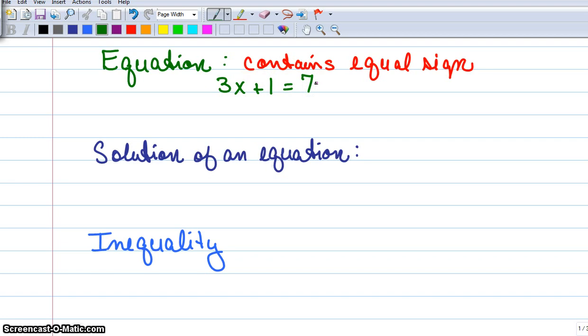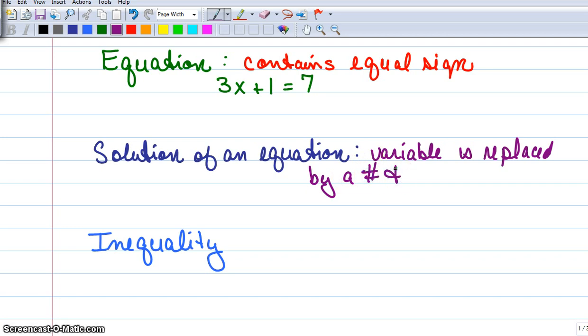Now the solution of an equation is a variable. Well, let me rephrase that. The solution of an equation is when the variable is replaced by a number and the resulting statement is true. So the variable is replaced by a number, and the resulting statement is true. I'm going to work some examples on that in just a few minutes.